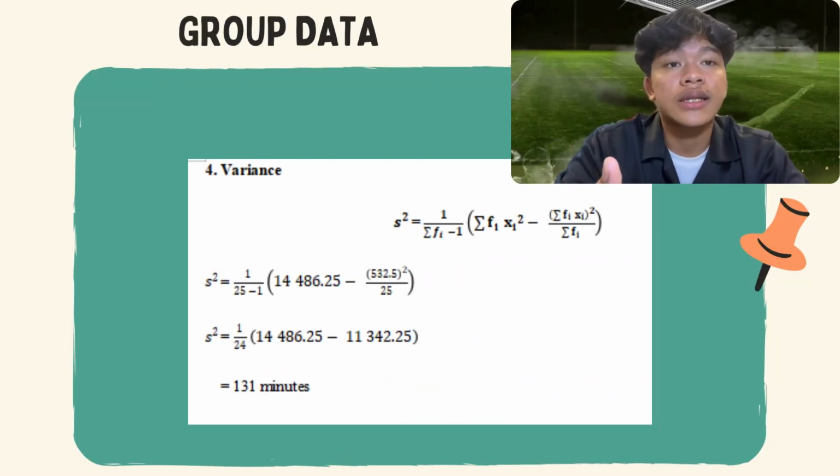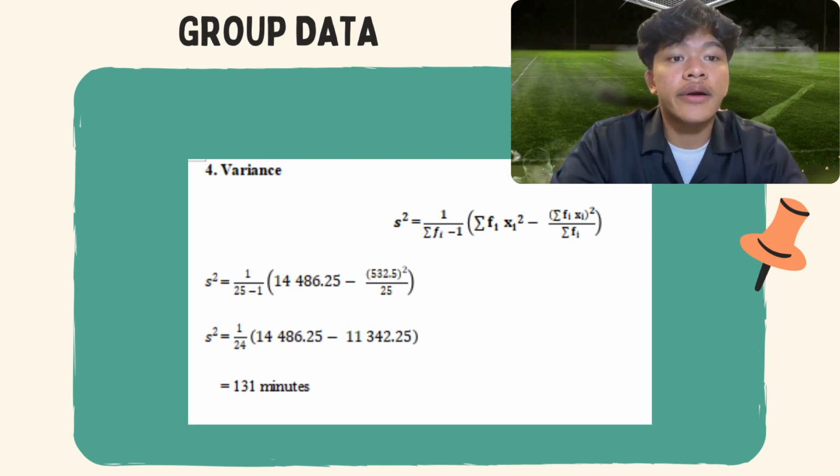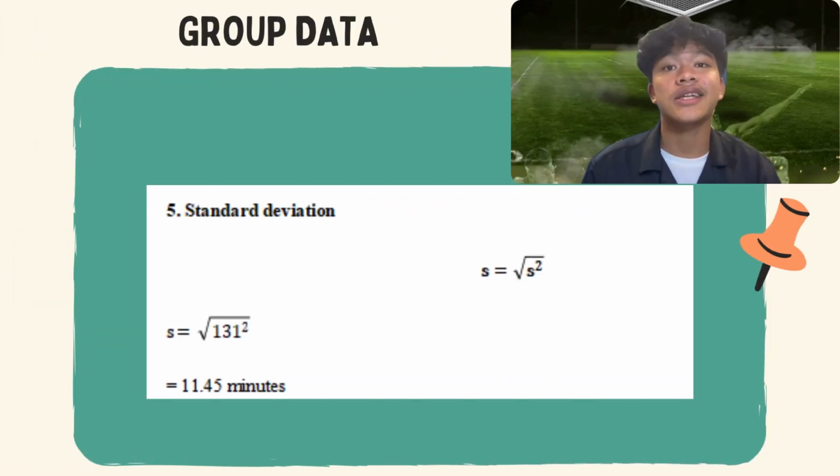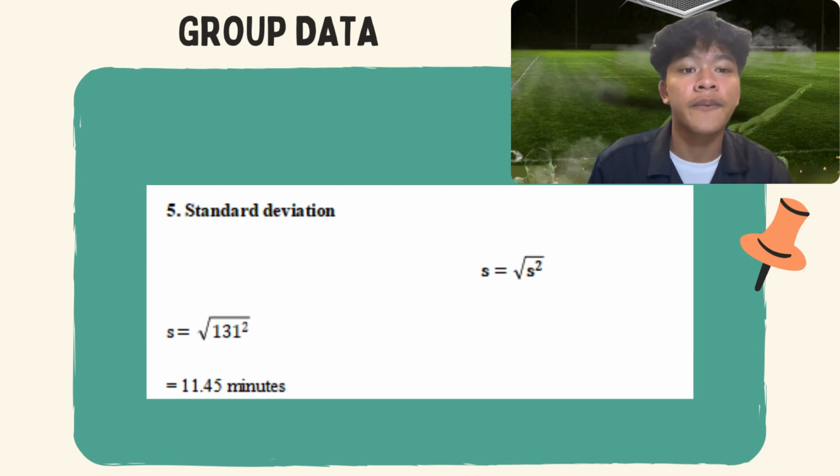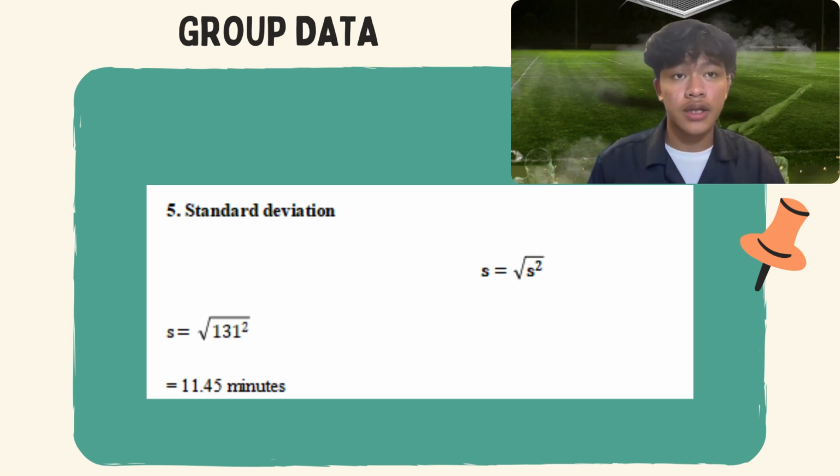The variance for the group data is calculated by using the formula of S square equals 1 over sum of Fi minus 1, bracket sum of Fi times Xi square minus bracket sum of Fi times Xi, close the bracket, square over sum of Fi, close the bracket. So we get the answer is 131 minutes. The standard deviation for the group data, we use the formula of S equals the square root of S square. So we get the answer is 11.45 minutes, which equals 12 minutes to be exact.